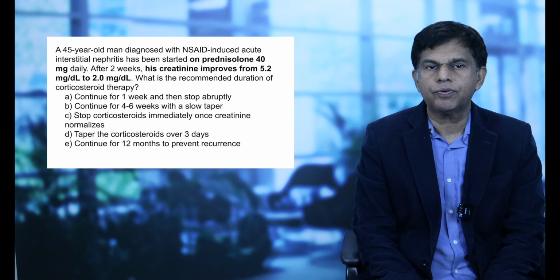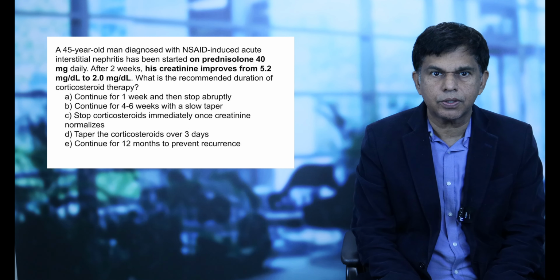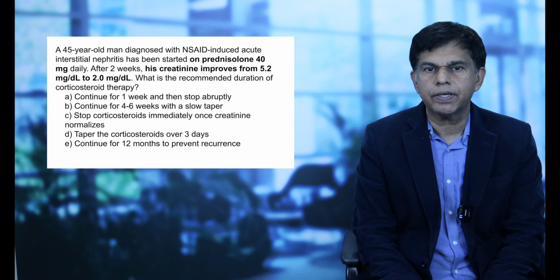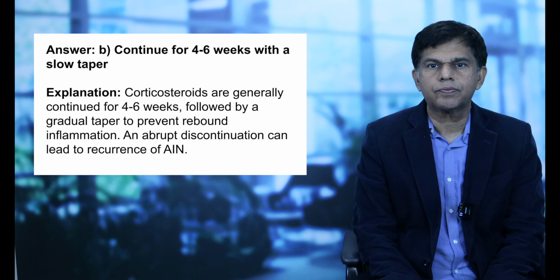The next question: a 45-year-old man, NSAID-induced interstitial nephritis, started on prednisone, creatinine improved from 5.0 to 2.0. What's the recommended duration of the corticosteroid therapy? Continue for 1 week and then stop abruptly. Continue for 4 to 6 weeks with a slow taper. Stop corticosteroid immediately once the creatinine normalizes. Taper the corticosteroid in 3 days. Continue for 12 months to prevent recurrence. So what is the answer? Continue for 4 to 6 weeks with a slow taper.